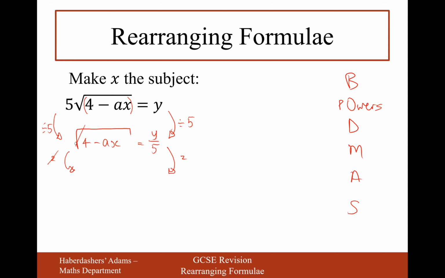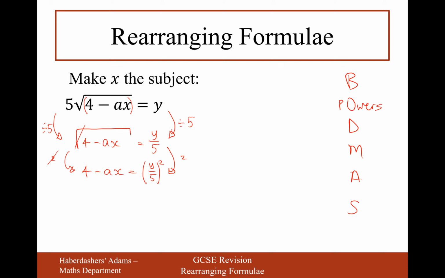So the square and the square root will cancel out. So I'm going to get 4 minus ax equals, in brackets, y divided by 5 squared. Now that we've got rid of the square root, we've effectively also got rid of the big bracket surrounding the 4 minus ax, and now I can sort out this stuff here.